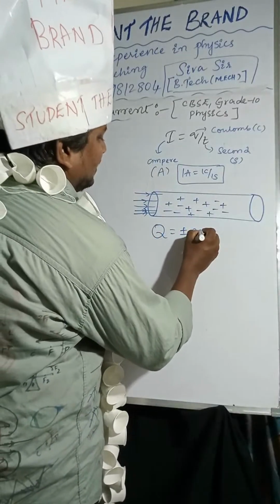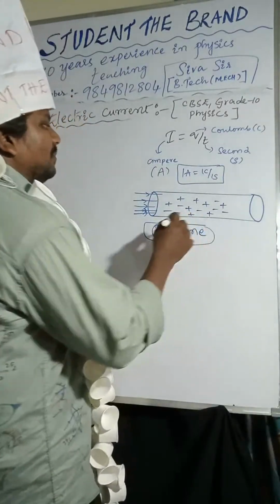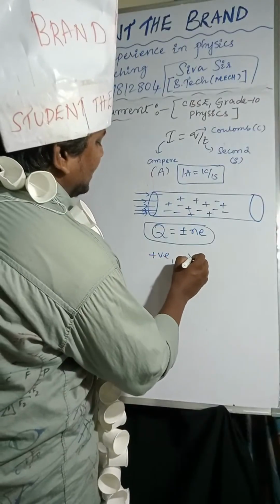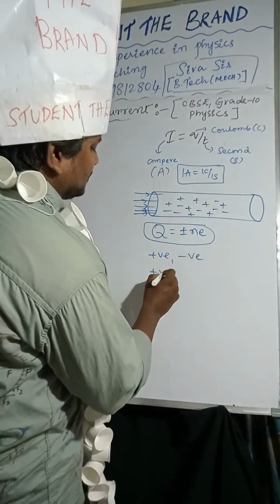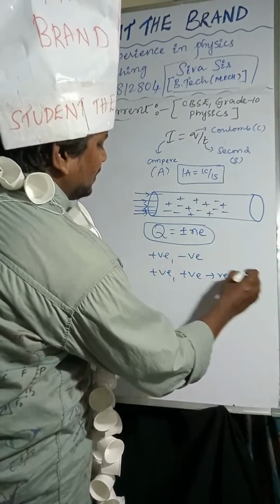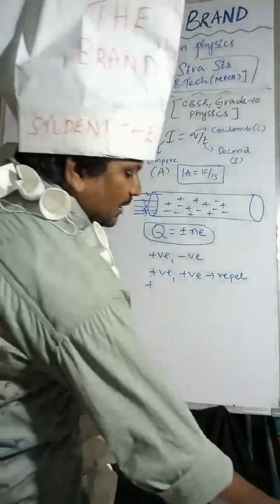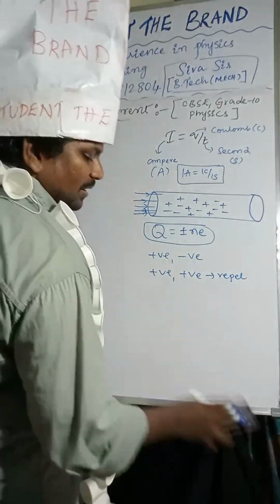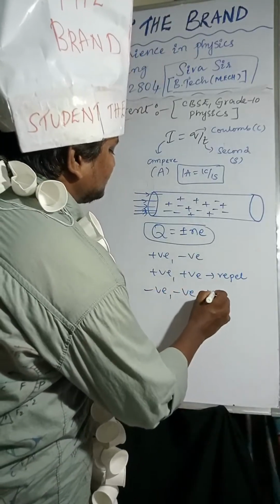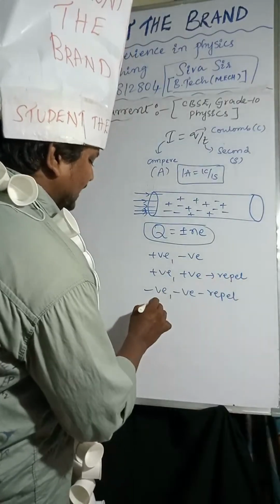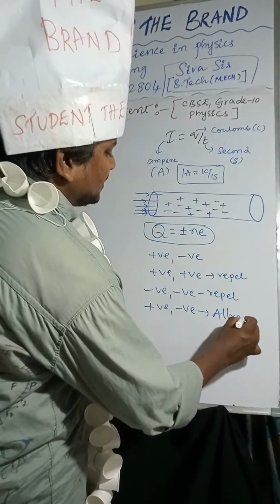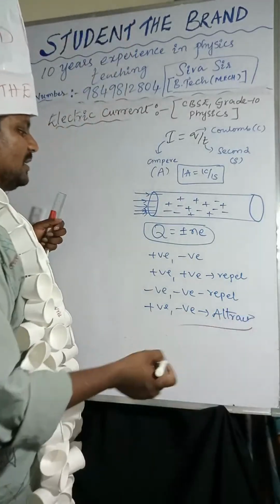plus or minus ne. Why are we taking plus or minus? There are two types of charges, positive charge and negative charge. Positive charge and positive charge will repel, negative charge and negative charge will repel, and positive charge and negative charge will attract. So two different charges will attract, two similar charges will repel.